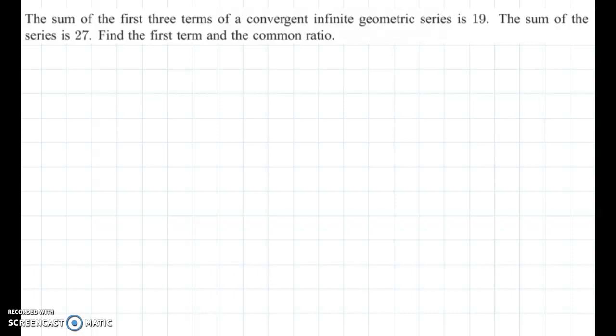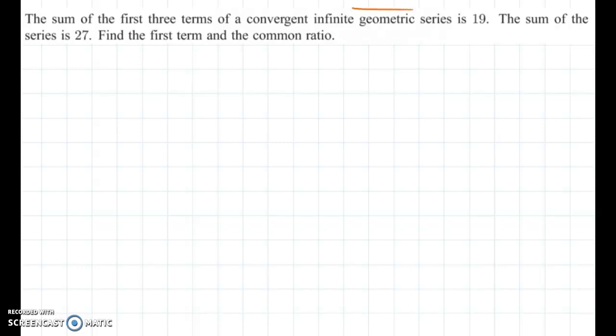Okay, this is the question that we are going to solve. The sum of the first three terms of a convergent infinite geometric series is 19. The sum of the series is 27. Find the first term and the common ratio. I need to explain some notation over here.